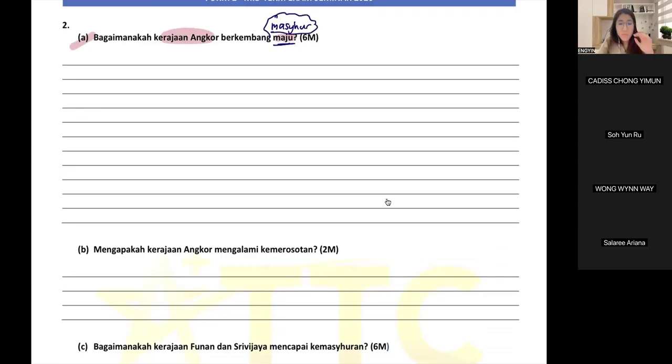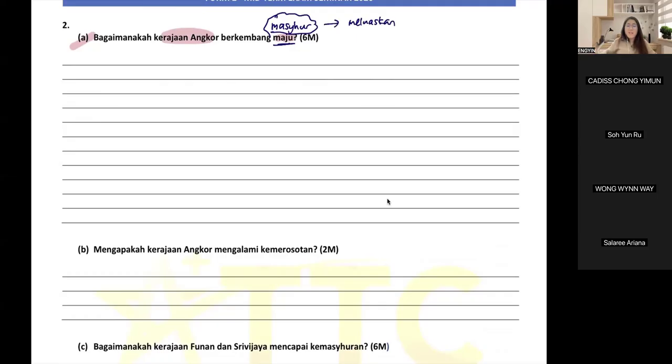when we talk about kemartialan, like why the kingdom is so famous, it's always because of 4 things. And now you need to ask yourself, Angkor government, they are very famous in doing what? Like what did they do to make their government famous? Expand the kingdom. What is expand the kingdom called? Meluas. Meluaskan apa?